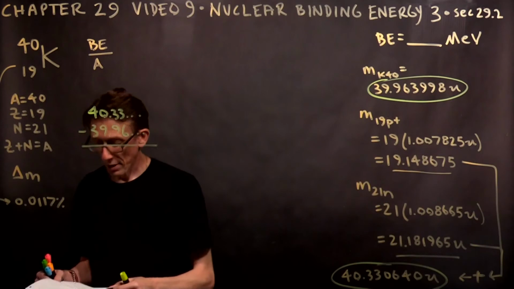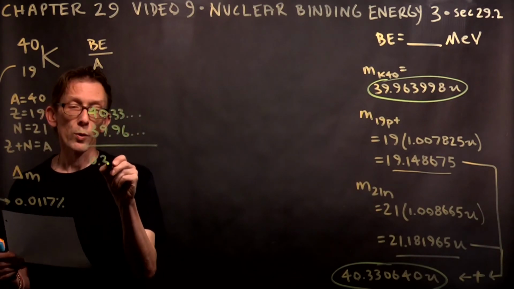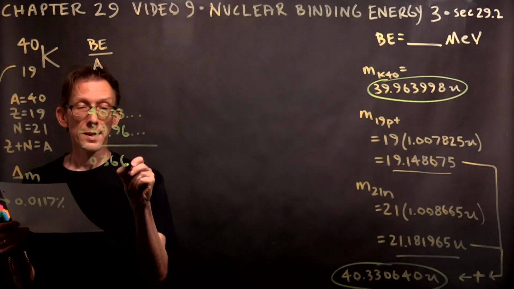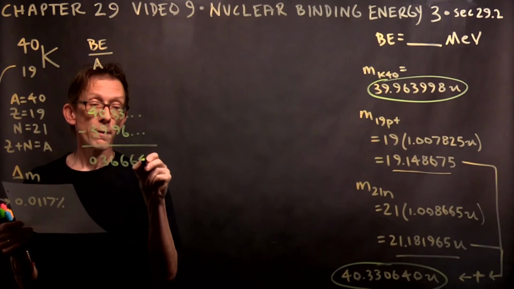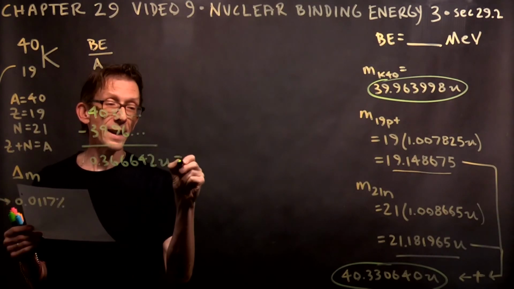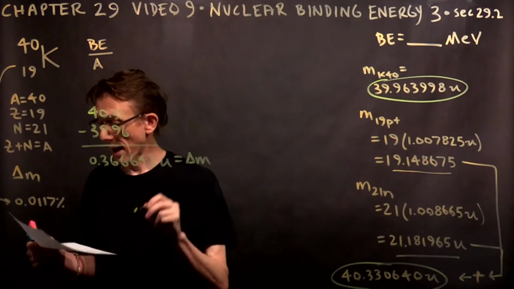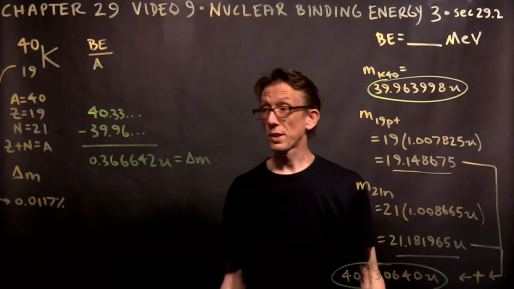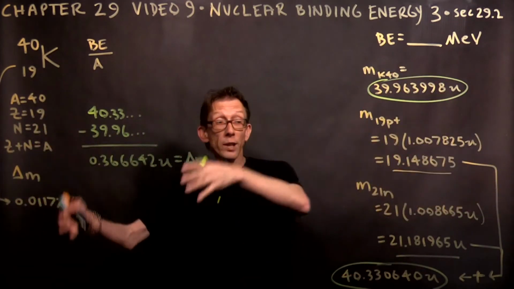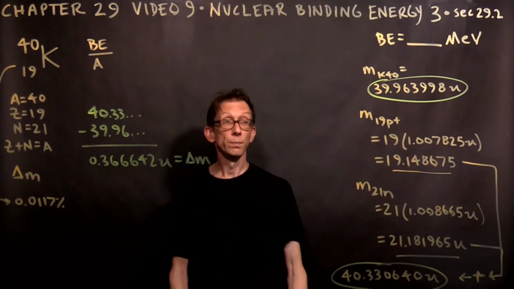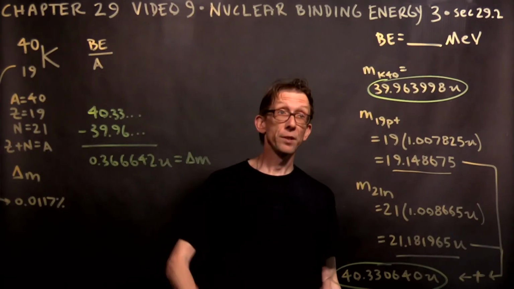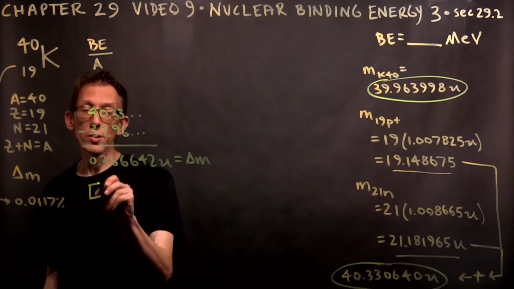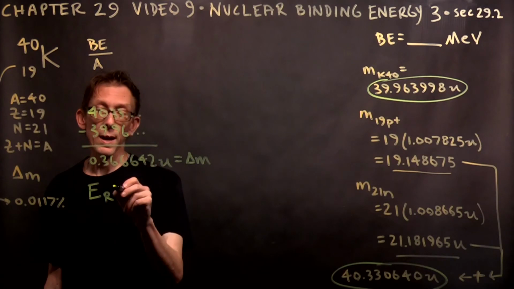It gives us 0.36662. And that is the change in the mass. Okay, that's how many mass units different the nucleus is from all of its parts added together. Okay, that's the difference. But now we need to find the binding energy, so we need to find the rest energy corresponding to that amount of mass.